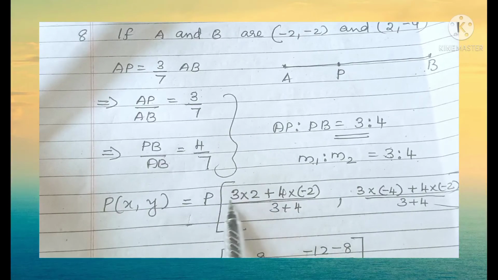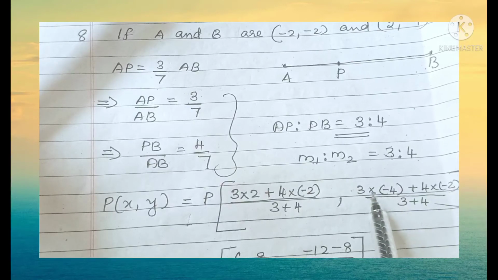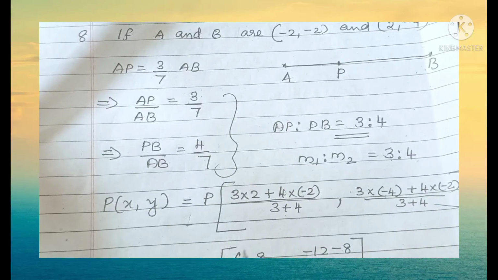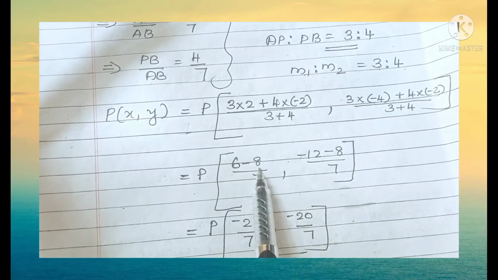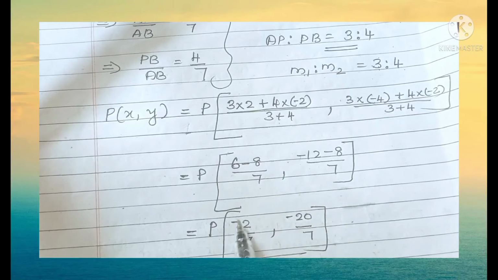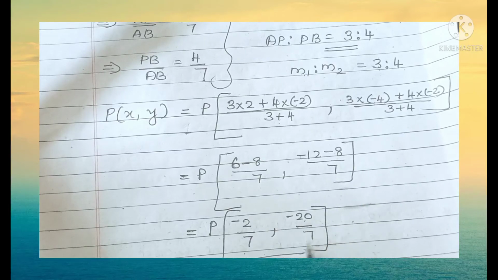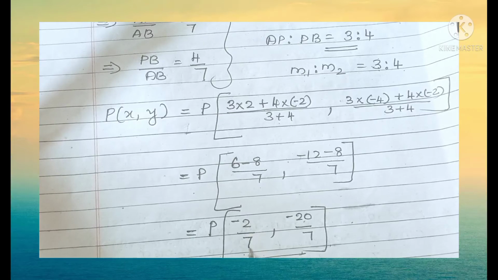Using section formula, we will get P x as 3 into 2 plus 4 into negative 2 by 3 plus 4. And y coordinate is 3 into negative 4 plus 4 into negative 2 by 3 plus 4. Then after simplifying, we will get P as 6 minus 8 by 7, negative 12 minus 8 by 7. 6 minus 8 is negative 2, so negative 2 by 7, and negative 12 minus 8, negative 20 by 7. So P representing negative 2 by 7 and negative 20 by 7.